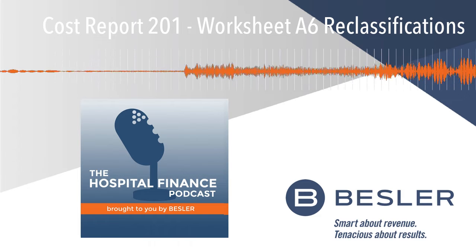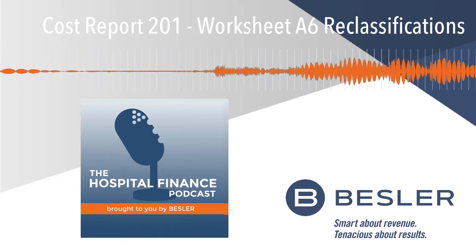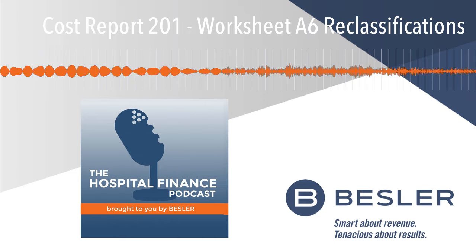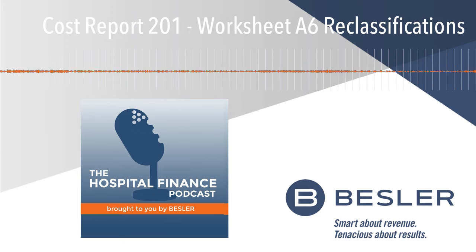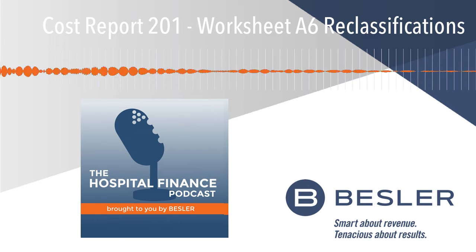What we're really talking about here is the concept that we have appropriately accounted for the movement of expenses in other worksheets of the cost report. In other words, have we identified the expense? Have we traced these expenses through the cost report worksheets? And have we ended up accounting for these expenses properly?